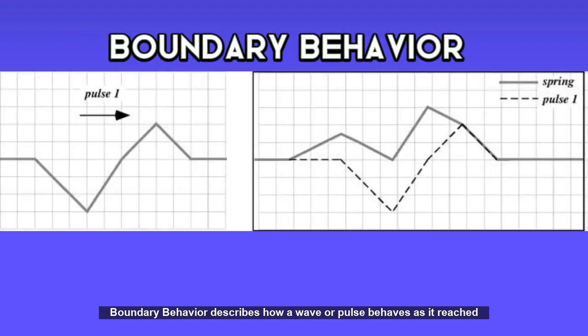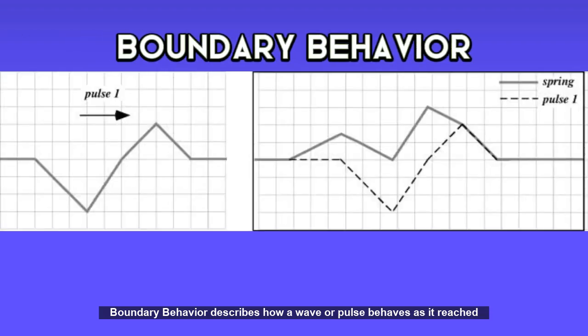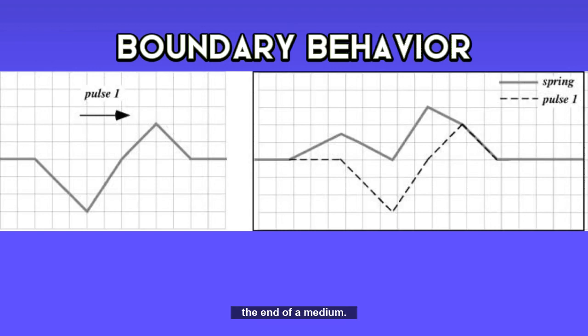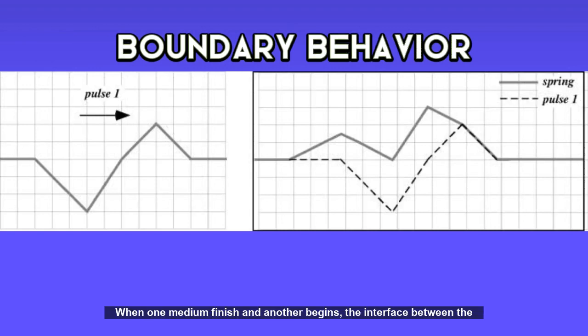Boundary behavior describes how a wave or pulse behaves as it reaches the end of a medium. When one medium finishes and another begins, the interface between the two is known as the boundary, and the behavior of a wave at that border is known as boundary behavior. These are the types of questions we try to address when studying wave boundary behavior.